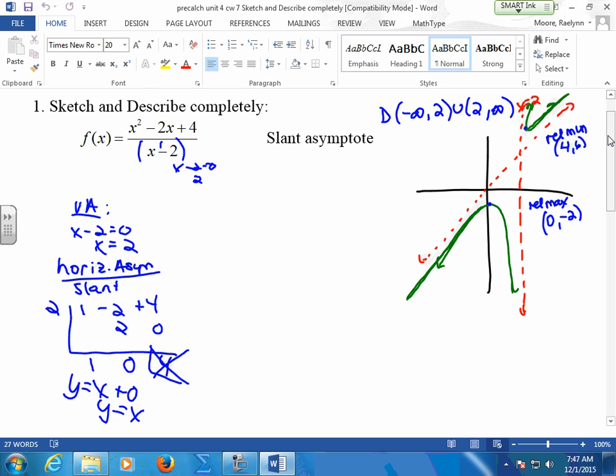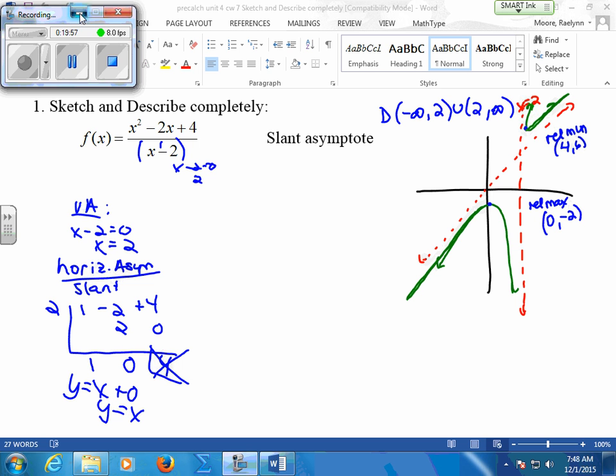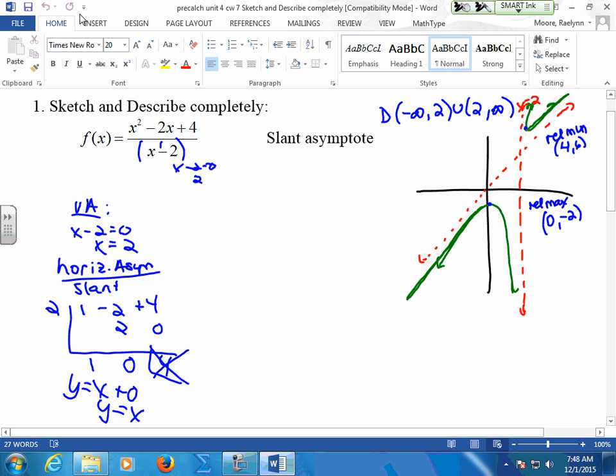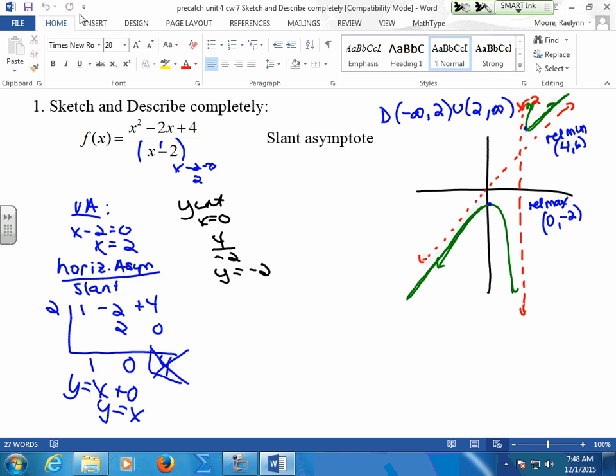Okay, let's find our y-intercept. Set x equal to 0. So I get a 4 over a negative 2. Did I cross at the negative 2? Yeah. That was right where my max was.